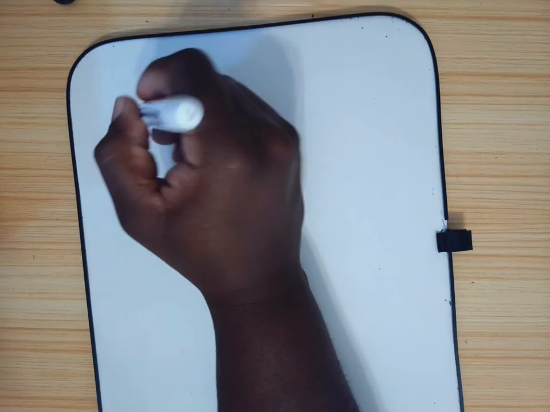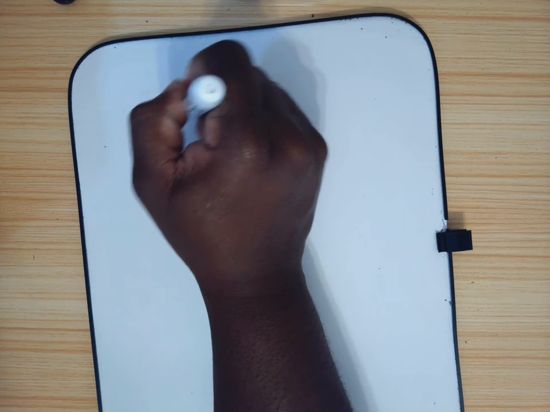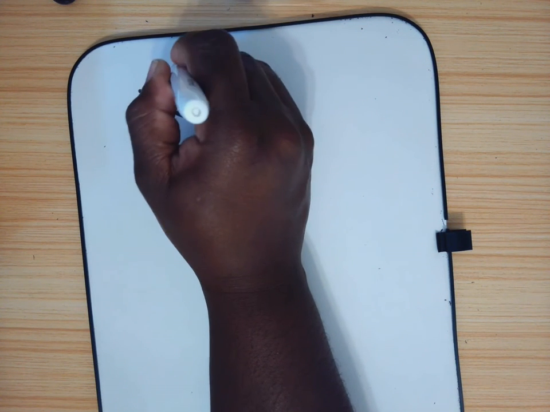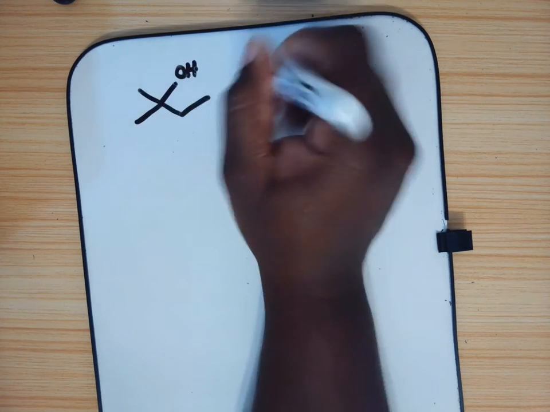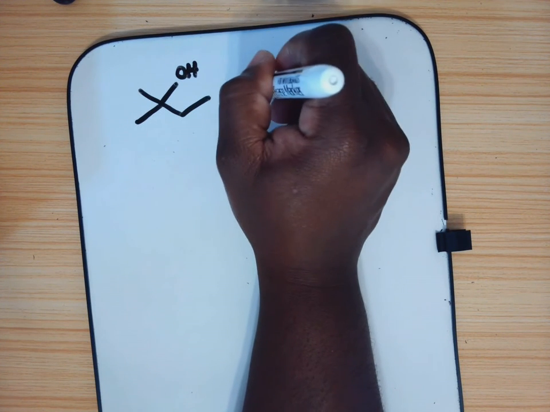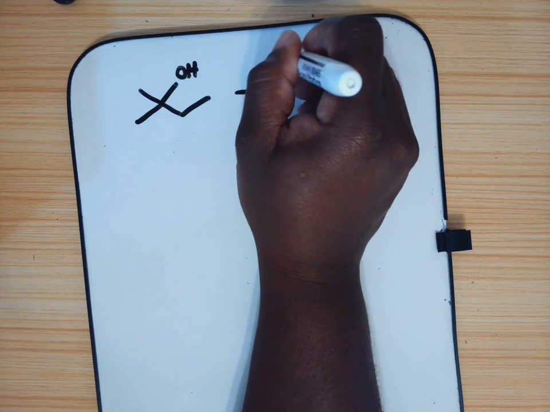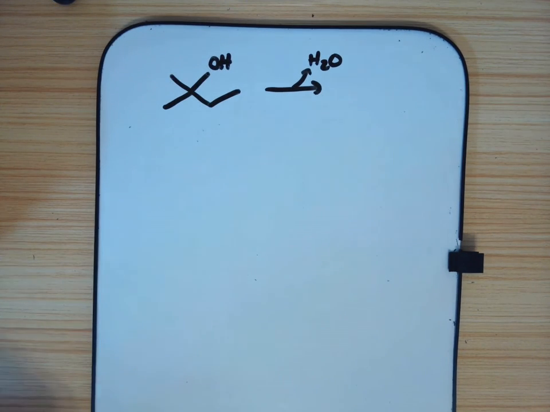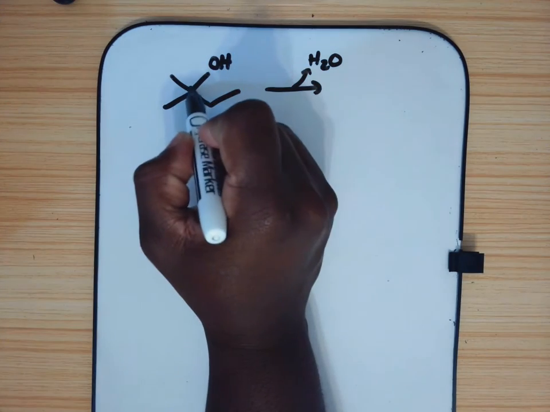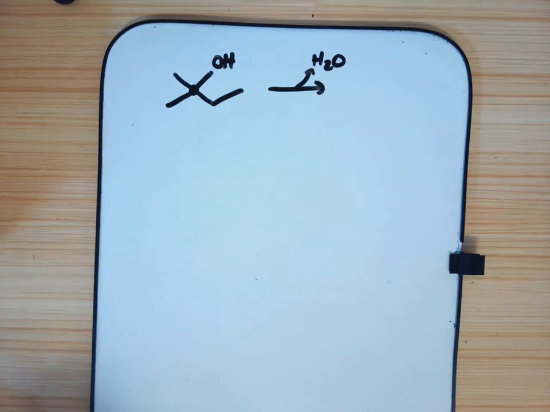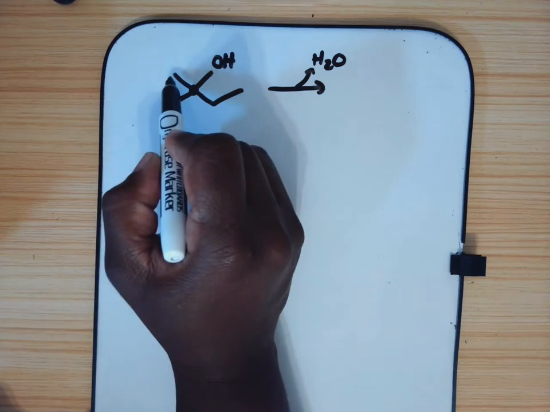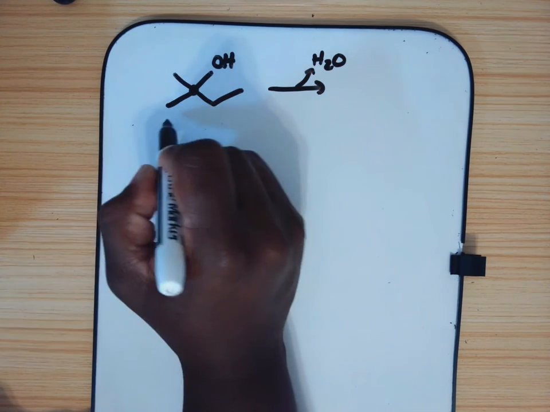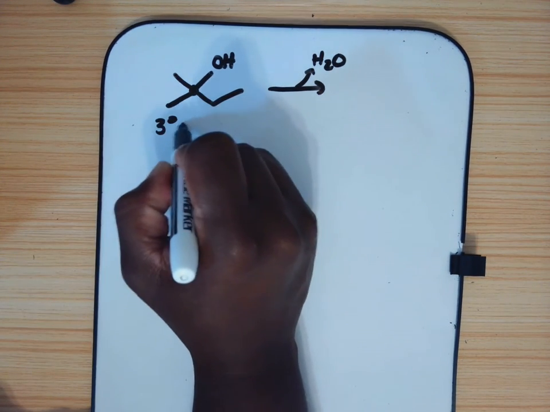So let's say we had this, and we were doing this dehydration reaction. So now we'll look at the type of alcohol. We have our alcoholic carbon. We have 1, 2, 3 carbon atoms attached. So now we have a tertiary alcohol.